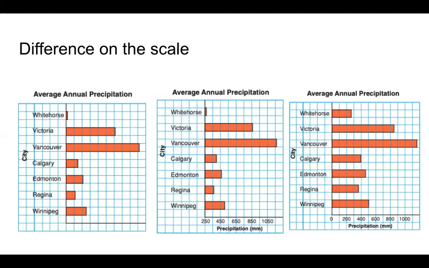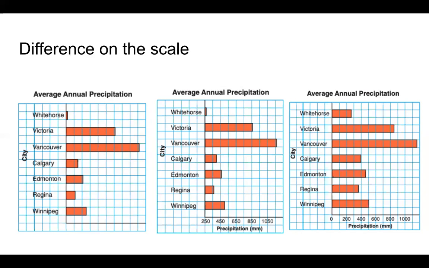So when you have a difference of scale, as I talked about in the last lesson, in the first one on the far left, you see that there's no scale at all, and it makes you think that Vancouver gets like 30 times more rainfall than Whitehorse, when in reality that's not the case. Even in the middle one, you're still getting that same perception because they're not starting at 0. They're not having a base of absolutely 0 rainfall.